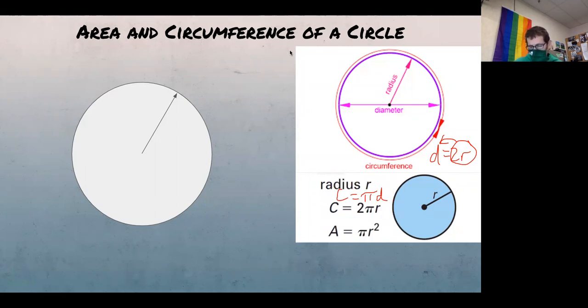So what we're going to do is, I didn't want to do that. All right, sorry, there we go. So that's the other formula. Diameter equals 2 times radius.